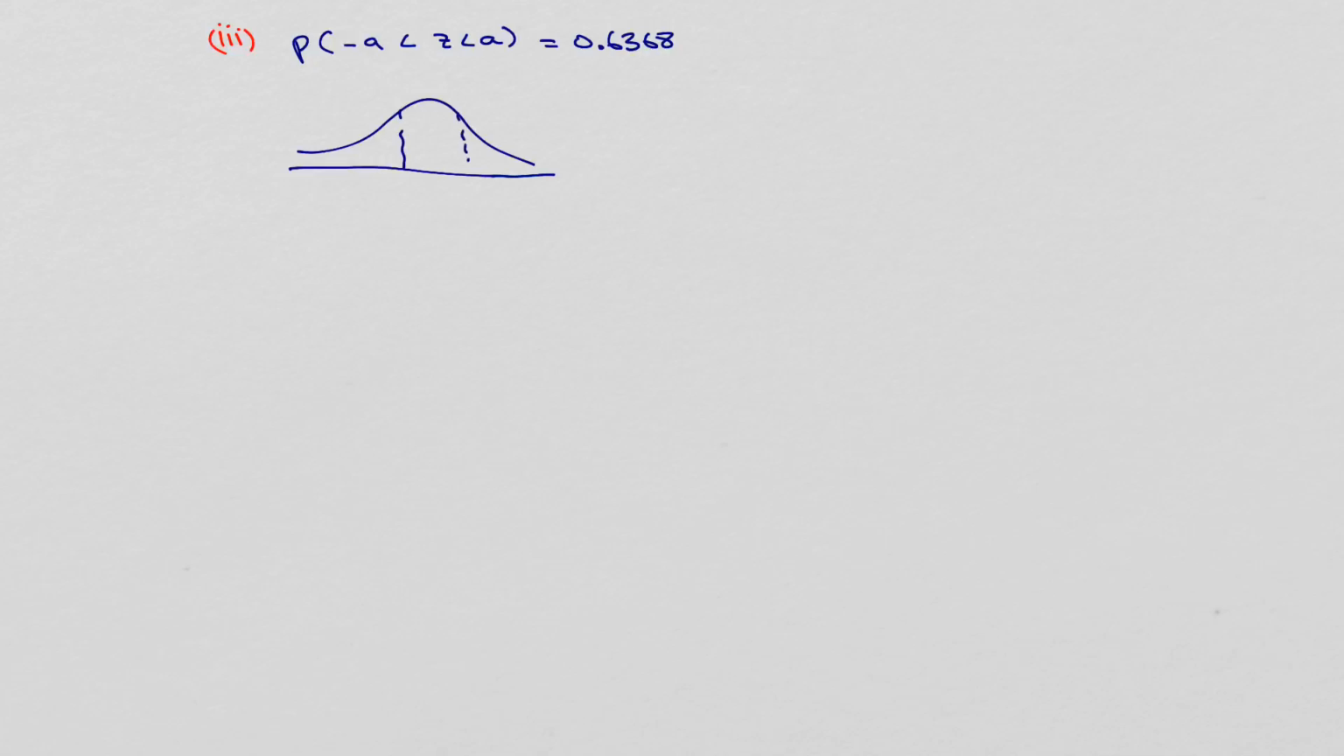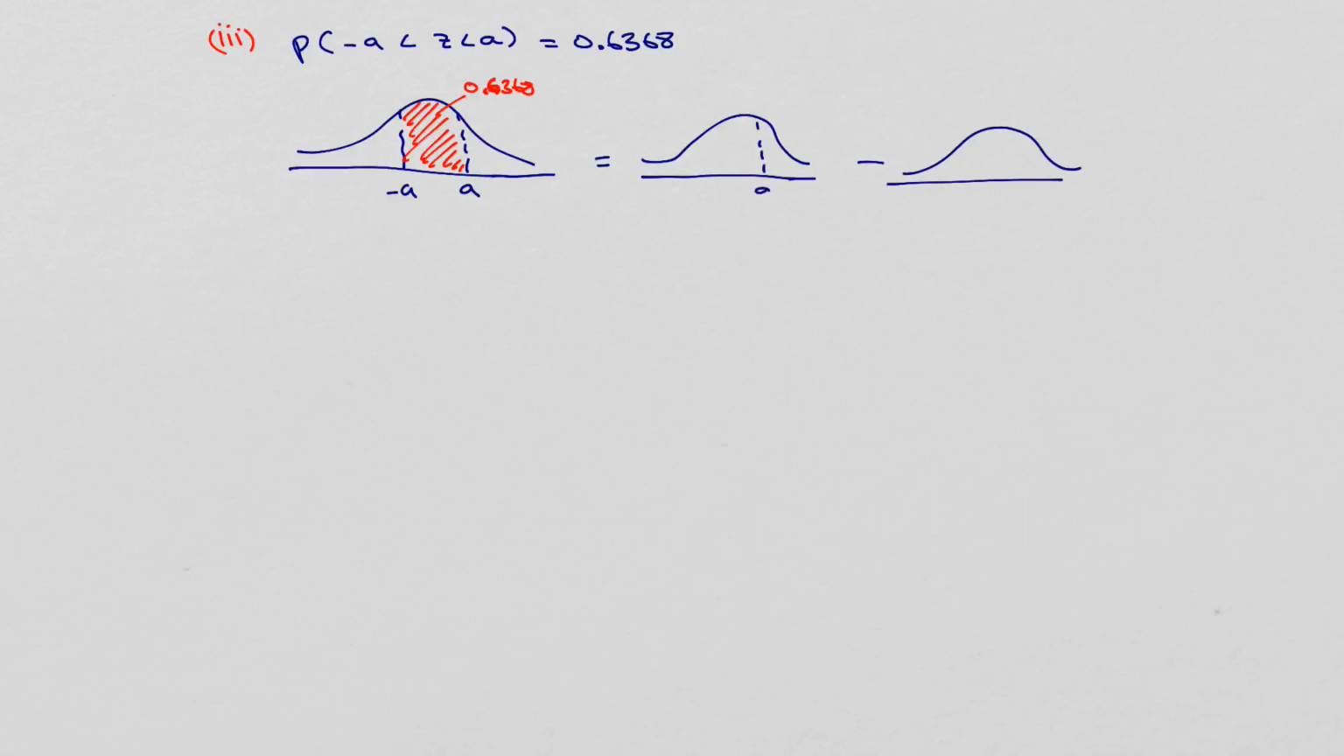So we're going to have A and minus A, and the area between those two is represented by 0.6368. In other words, 63.68% of the graph is covered for this range, and therefore that's equal to these two graphs separated out. In other words, if we draw our normal distribution for A, then that would represent all of that area there. And then if I do minus A, well, that would be all of that area there.